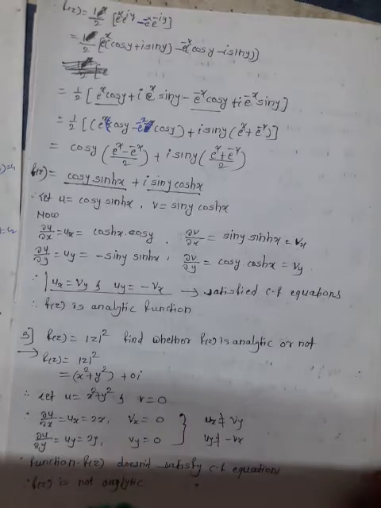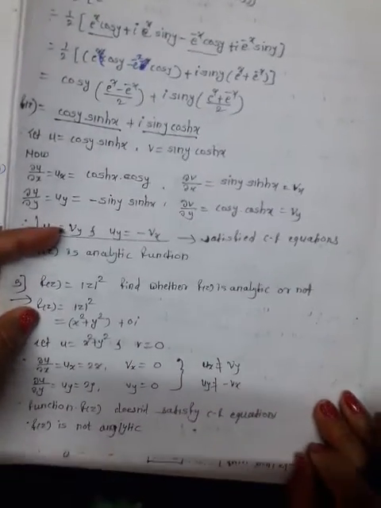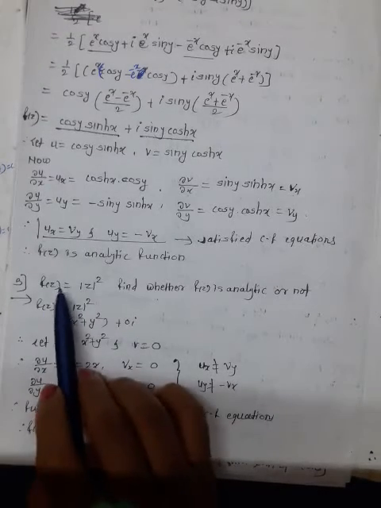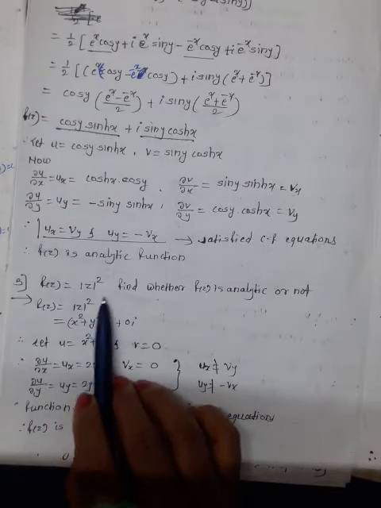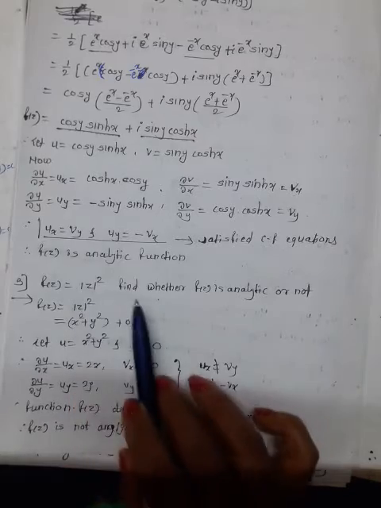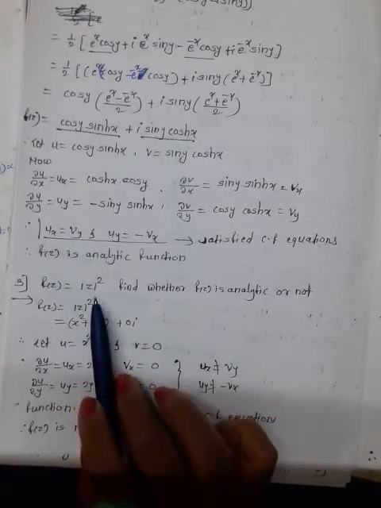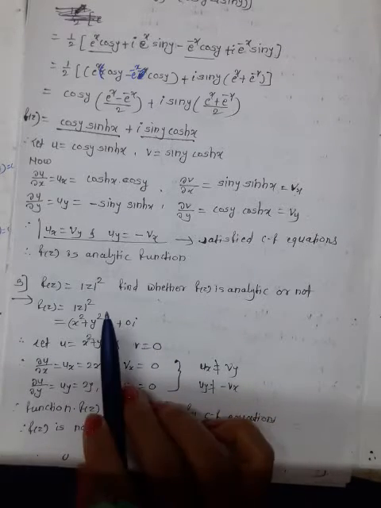Okay, now let us see the next example. f(z) is equal to mod z squared is given. Find whether f(z) is analytic or not. We have to find whether the given function f(z) is analytic or not.